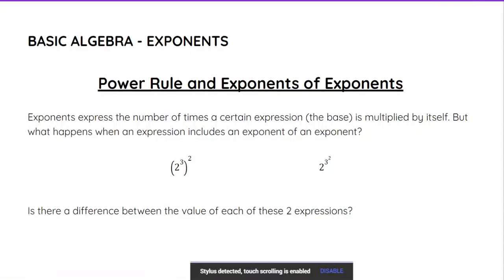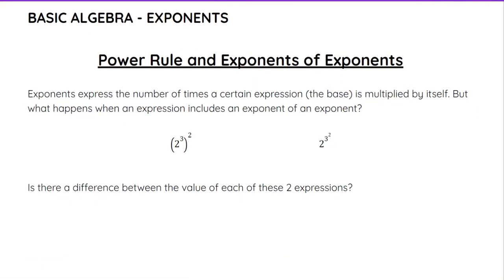Hey there. In this video, we are going to look at what we call the power rule and also exponents on top of exponents, and how those differ, and when we can use the power rule and when we just use basically the order of exponents. So exponents express the number of times a certain expression, the base, is multiplied by itself.